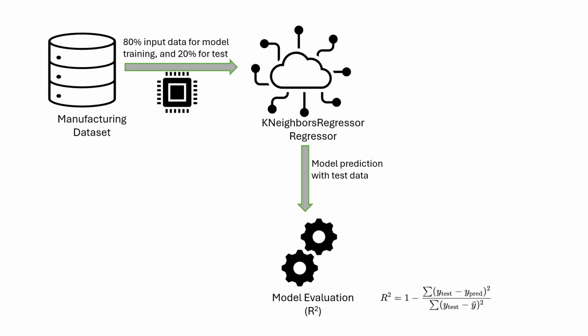We train the model using 80% of the data and reserve 20% for testing. After generating predictions, we evaluate performance using the R-squared score, which tells us how well the predicted values align with the actual target values. A higher R-squared indicates a stronger fit. In this example, KNeighborsRegressor gives us a powerful way to predict outcomes by leveraging local patterns in the data without needing a traditional fitted model.